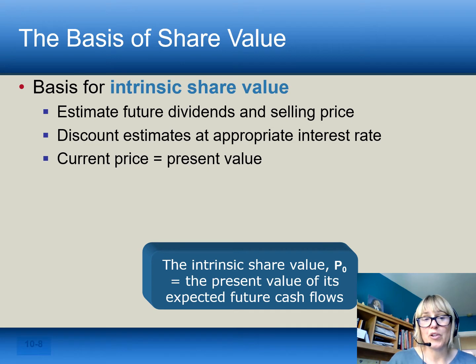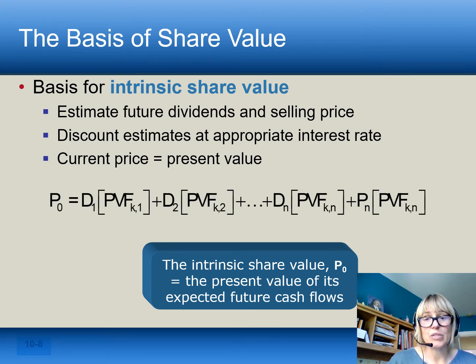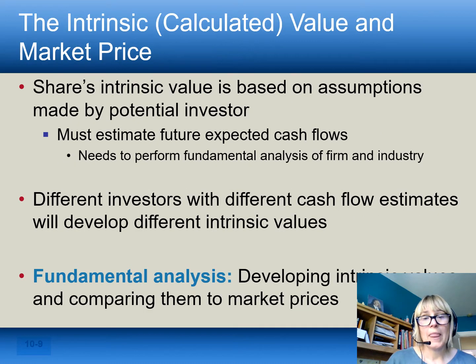If we can figure out an appropriate discount rate, we can estimate all of those future cash flows. So D1 being the dividend 1 year out, D2 being the dividend 2 years out, etc. And then at the very end, whatever price we can get for our share in the future gets discounted back to time 0, to today, using all present value calculations. So this is how we establish what a share should trade for.